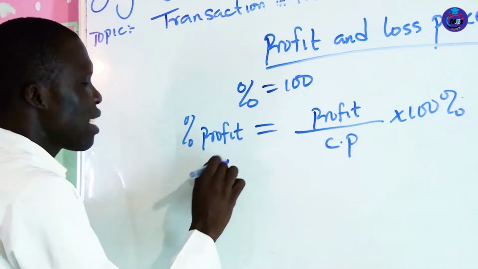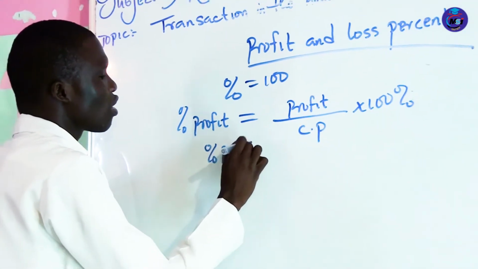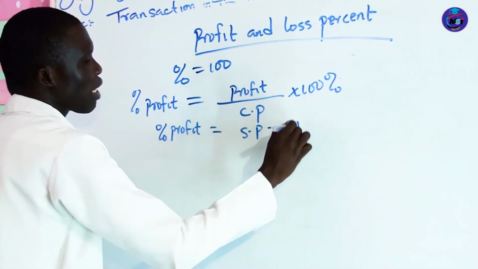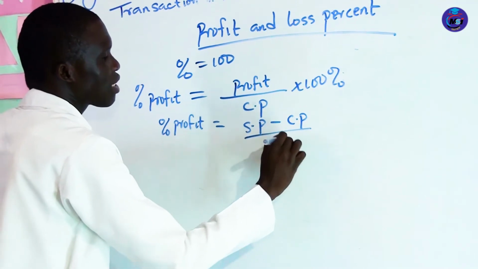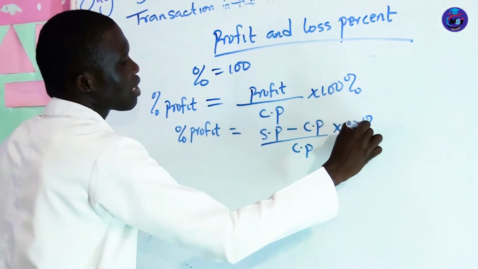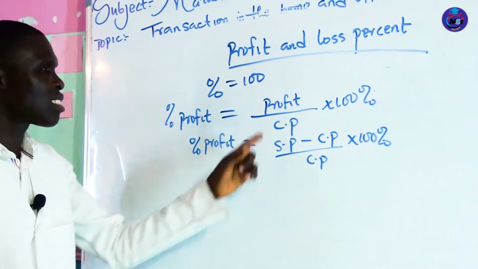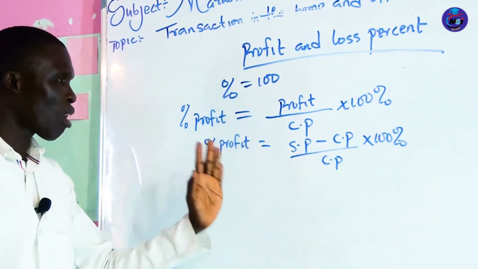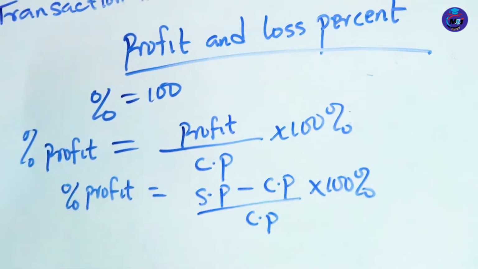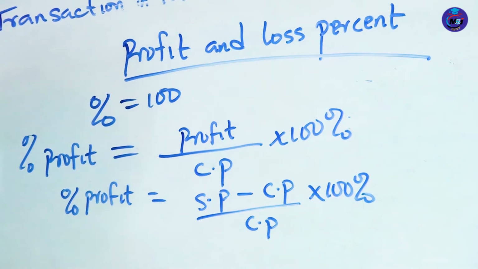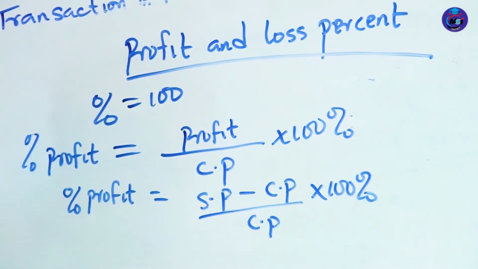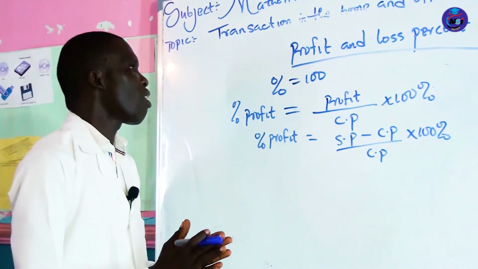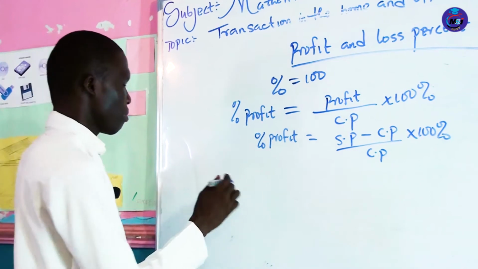Now, percentage profit is the same thing as profit, selling price minus cost price, divided by cost price, multiplied by 100%. What I did here is that my profit is selling price minus cost price. I gave you this so that when we are solving examples, you will not get confused. Now let's see an example of how we can apply this formula in finding percentage profit or gain.